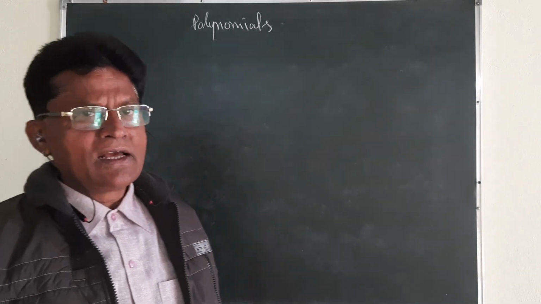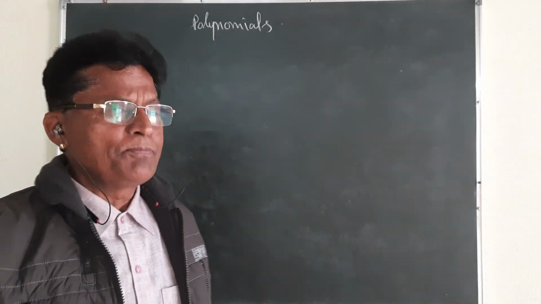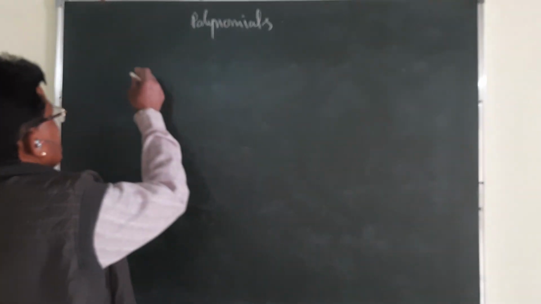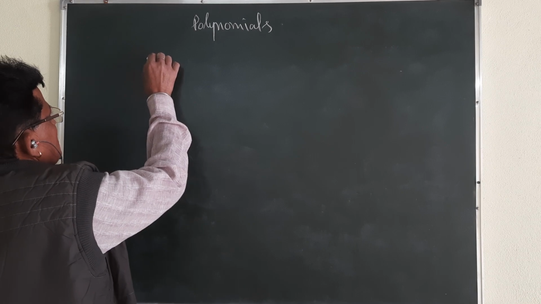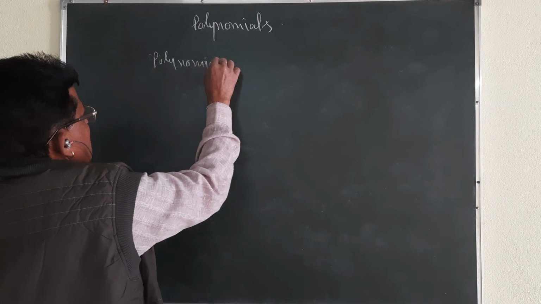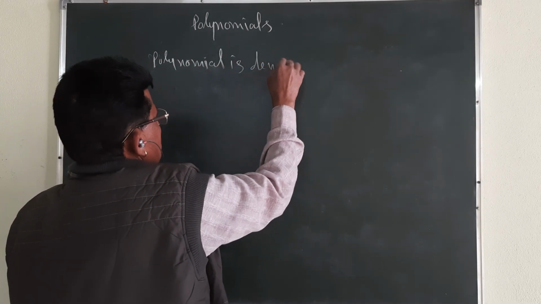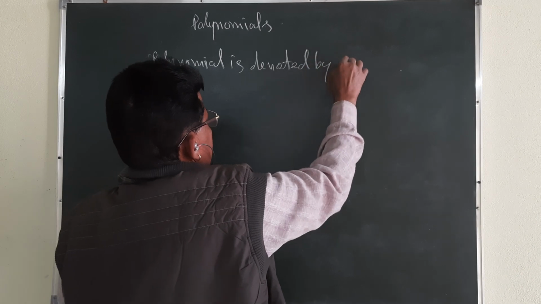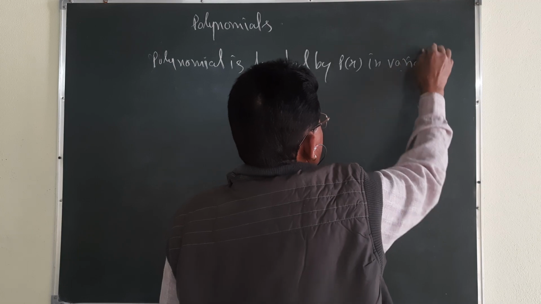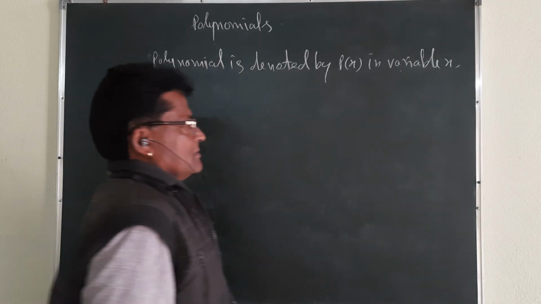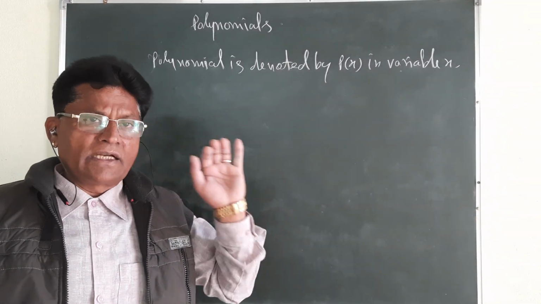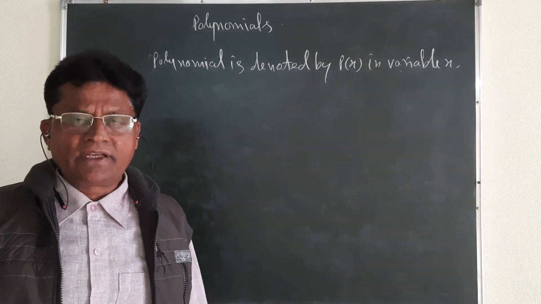Dear student, first of all, let me start from the polynomial. Actually, polynomial is generally denoted by p(x). Polynomial is denoted by p(x) in variable x. That is why it is a polynomial. And you can write different types of polynomial as I will discuss over here.